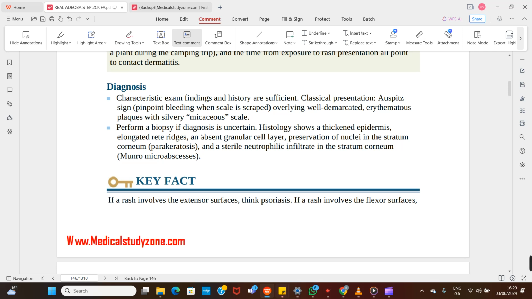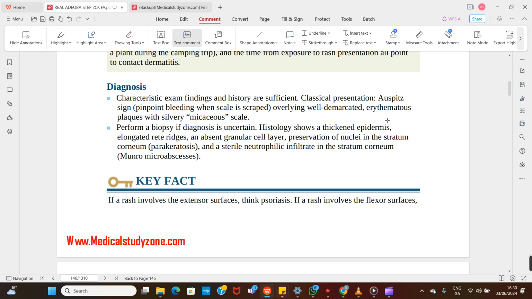You can perform a biopsy if you are uncertain of what you are seeing. On histology, you are going to notice thickening of the epidermis, particularly the stratum corneum and the stratum spinosum. Hyperplasia of the stratum spinosum is what we call acanthosis. So acanthosis is going to happen in people with psoriasis. There's going to be thickening of the stratum spinosum and thickening of the stratum corneum.